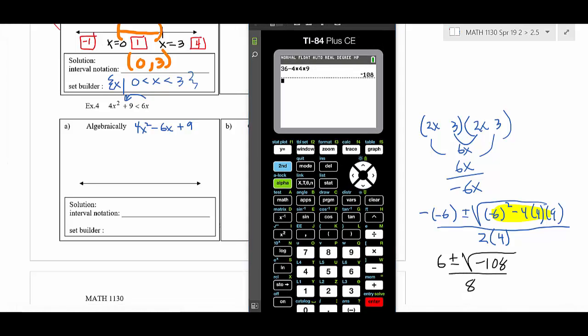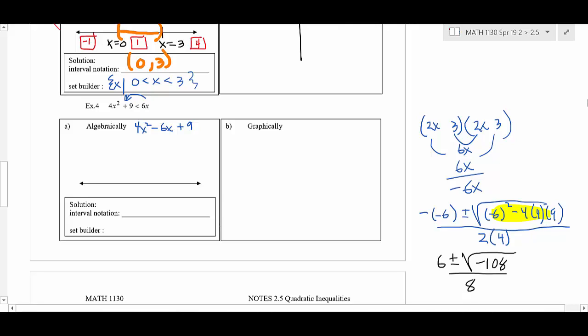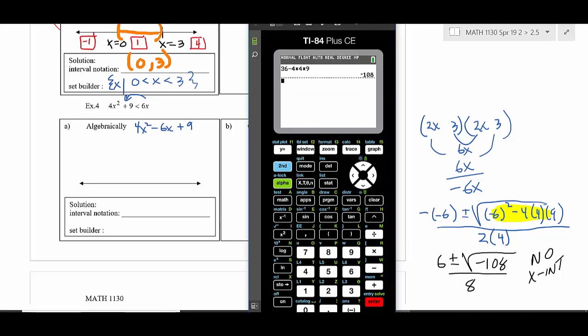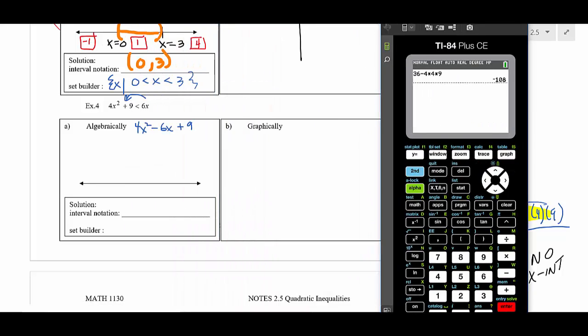Okay, what does that tell you about your zeros if there's a negative under there? It means you don't have any, right? So this really means that there are no x-intercepts because they're complex numbers. So is it possible for a parabola to never intercept the x-axis? Yeah, it could be shifted up and opening upward, or turning down and shifting down. So what you're going to find on here basically is when you graph this, that it's always going to be positive.